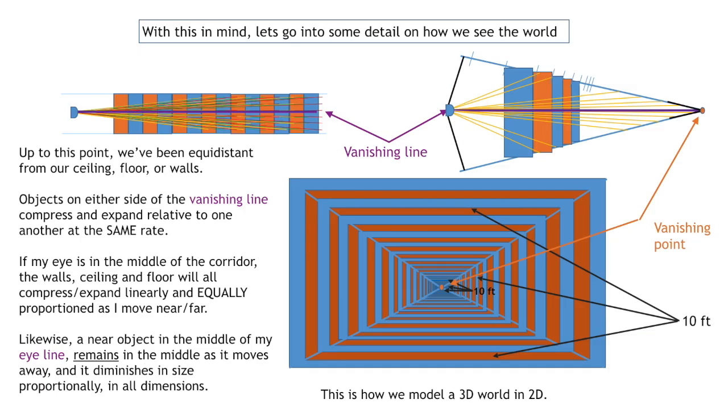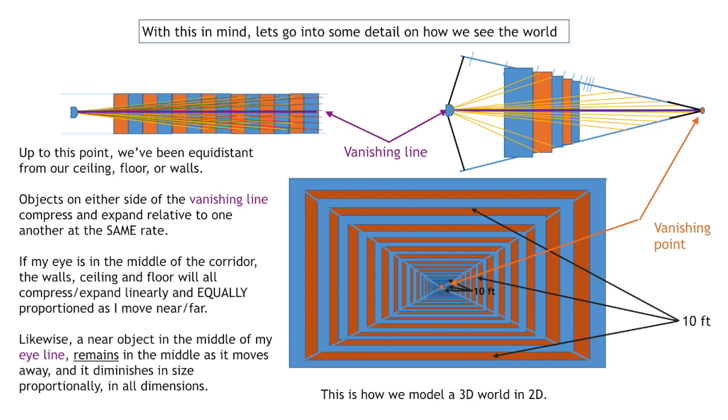So with this in mind, let's go into some detail on how we see the world. Up to this point, we've been equidistant from our ceiling, floors, and walls. Objects on either side of the vanishing line compress and expand relative to one another at the same rate. So again, we're right in the middle of the corridor, and we'll see how that gets changed when we start to change our observer height. If my eye is in the middle of the corridor, the wall, ceiling, and floor will all compress and expand linearly and equally proportional as I move near and far.